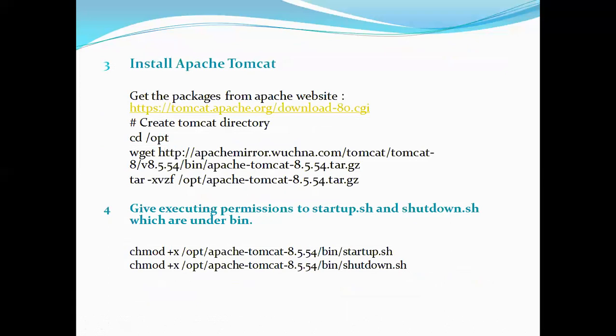Next step is to install Apache Tomcat. You can go to the website and download the latest version, binary packages. Using wget, you can download that package and then unzip it using the tar command. Next step is to give executable permissions to the startup.sh file and shutdown.sh file. So this is the command. chmod is the command to give executable permission.